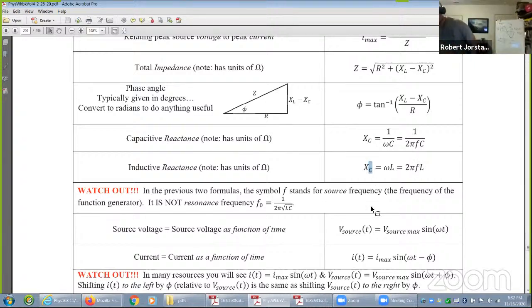Damn it. Write that in. Sorry, my bad. They don't have the same subscript. Sorry, inductive reactance. I'm going to fix that before I forget. Give me just a second here. That's dumb.